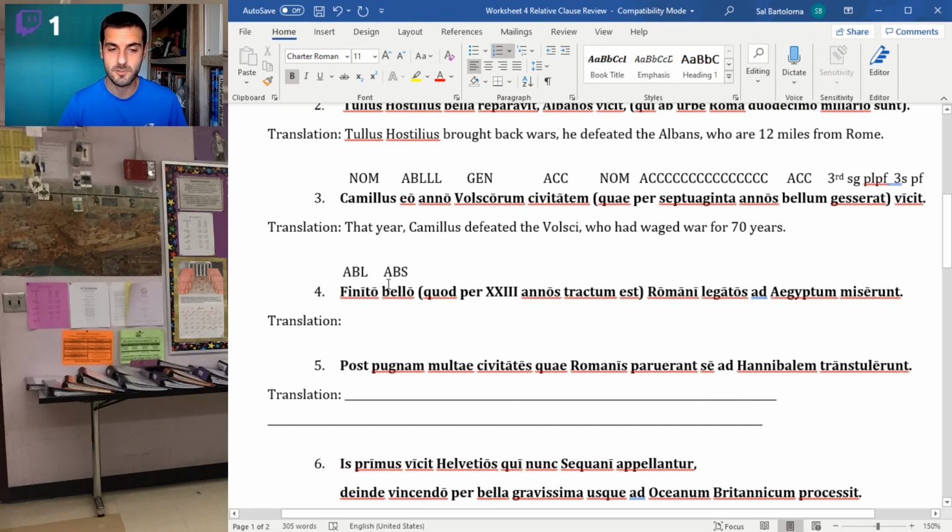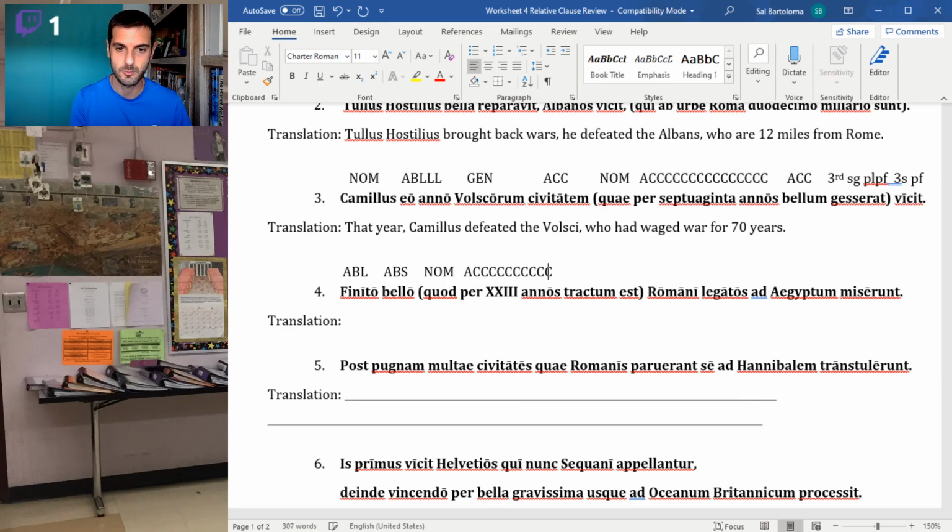Livy would certainly never do this. This is a later thing. This is written about 300 years later. So these are signs that the language was changing a bit. So quod here, because we're talking about a war, we have a passive verb, tractum est. So it's the war which per viginti tres annos, again, same situation as we had before. Tractum est, third singular perfect passive.